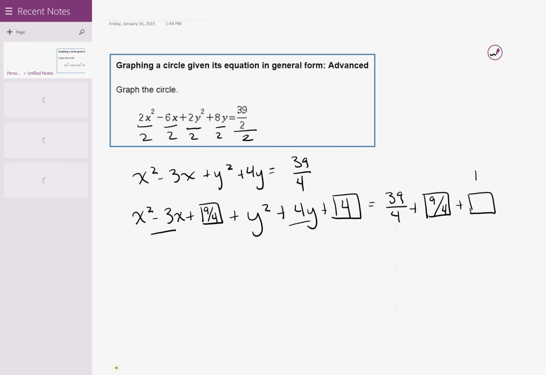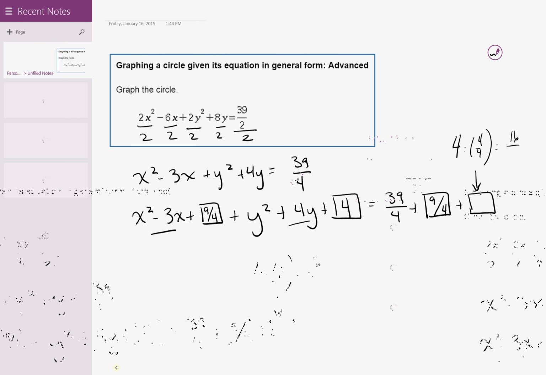And when I write that over here, I want to write it in terms of fourths as well. So 4 times 4 over 4, we can always multiply by 1, is 16/4. So I'm going to add that over here.